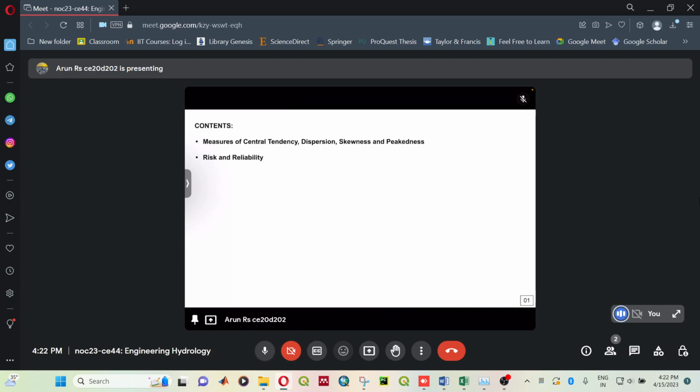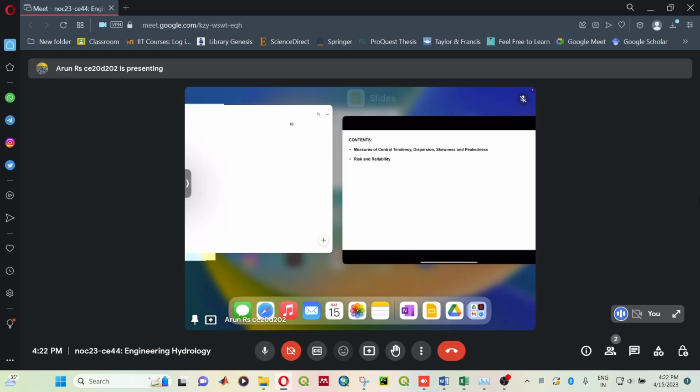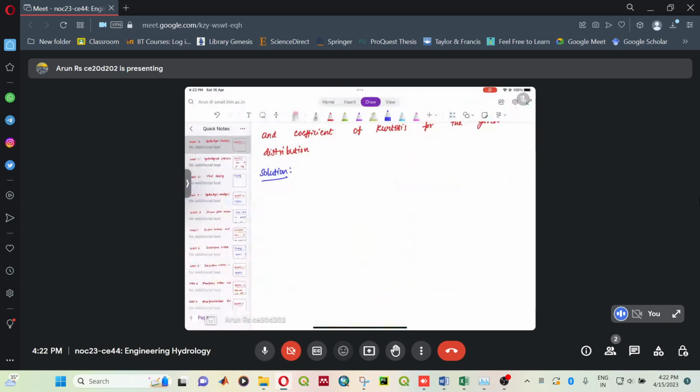The hydrologic risk is used for the design of hydraulic structures like weirs, spillways, and dams. Any hydraulic structure is related to some risk and reliability, so that it performs well under flooding conditions. So first we'll be seeing how to estimate the measures of central tendency and the rest of the coefficients. So we'll move on to the first question.